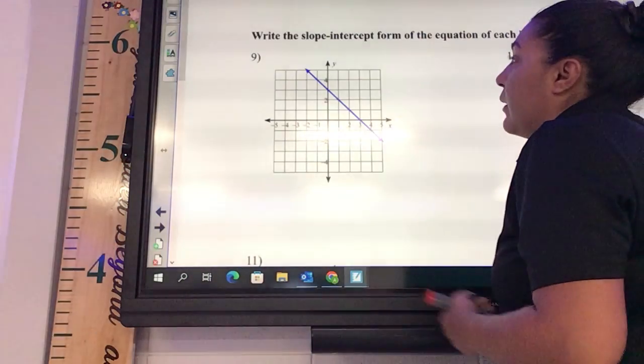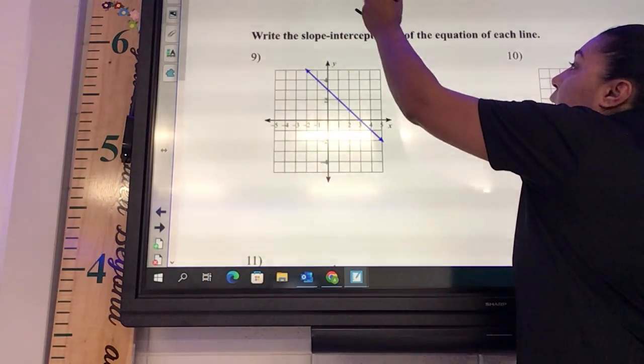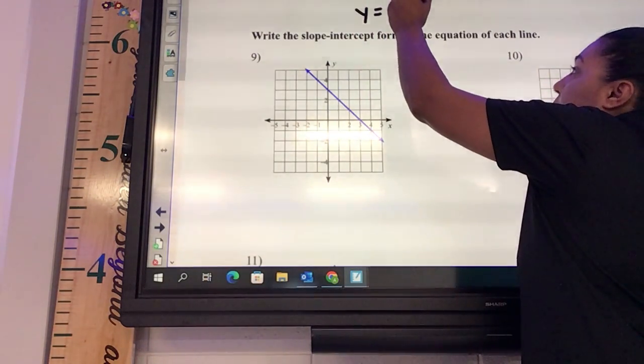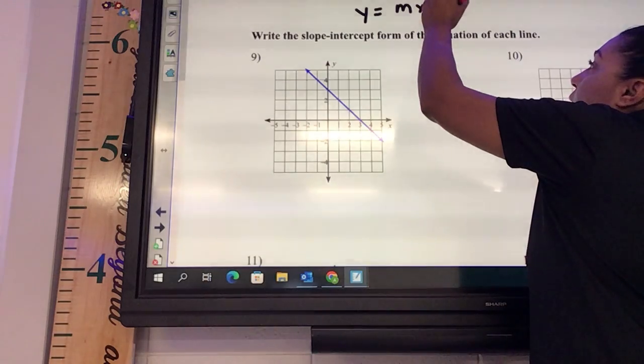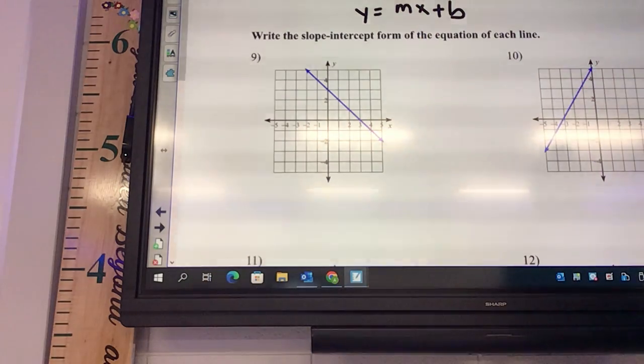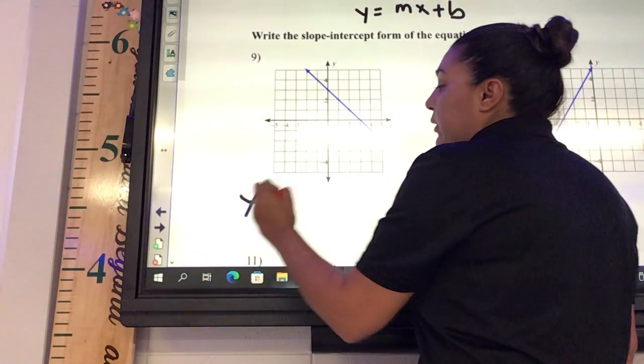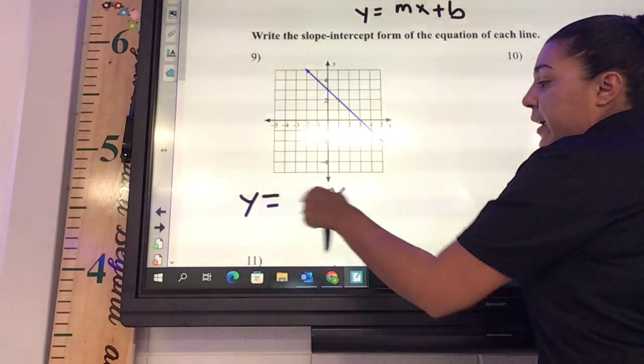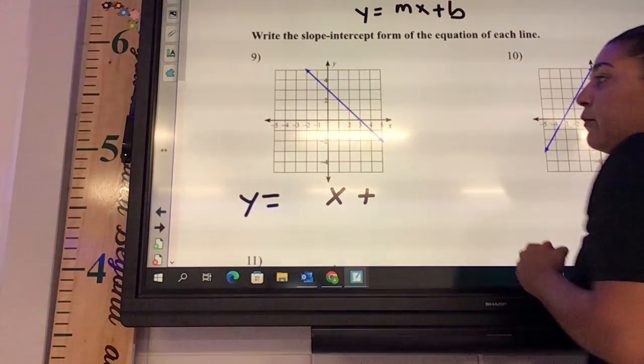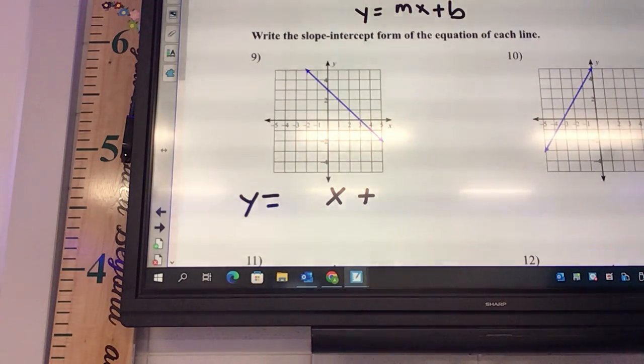So we got this formula. What is it? The slope-intercept formula. It's y equals mx plus b. What do you find first? The b, okay? So we say y equals x, we leave a space, plus our b. What is our b? Our b is 3.